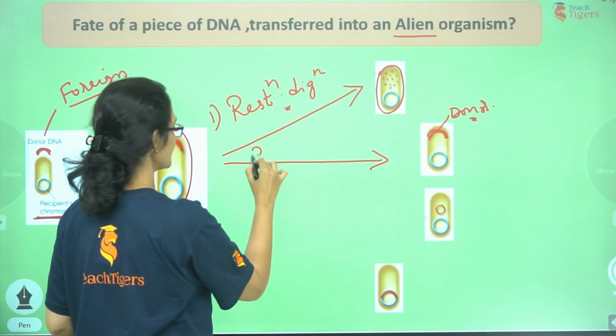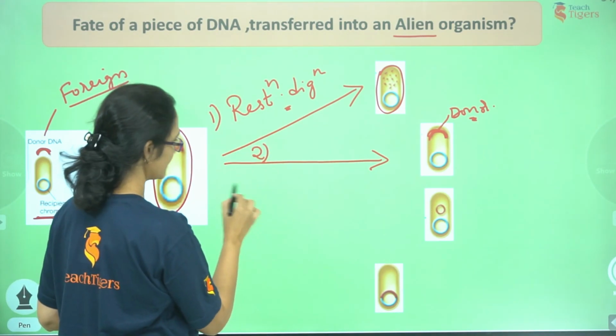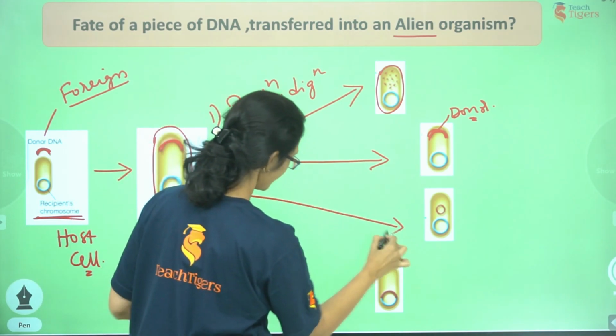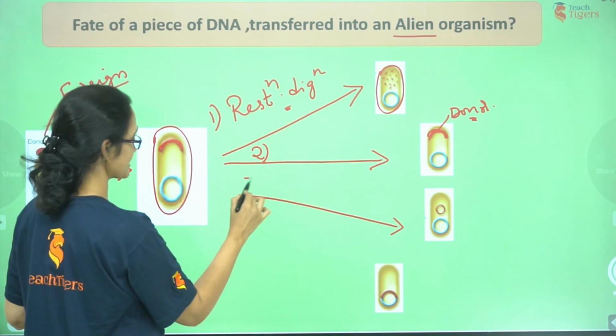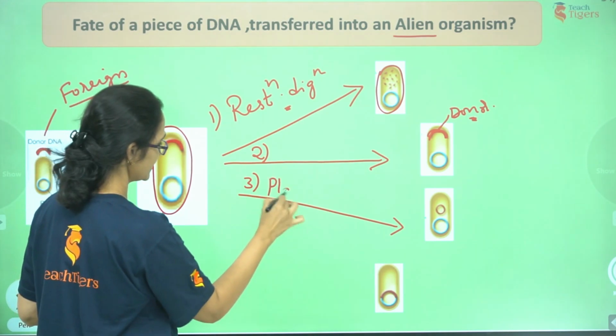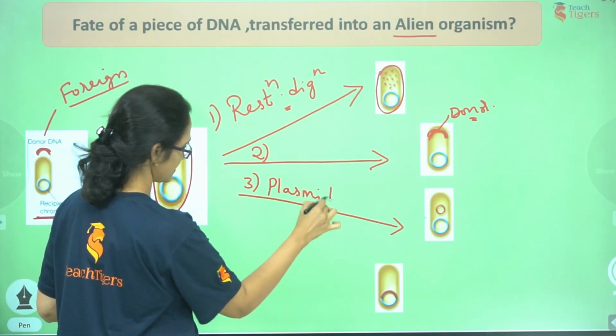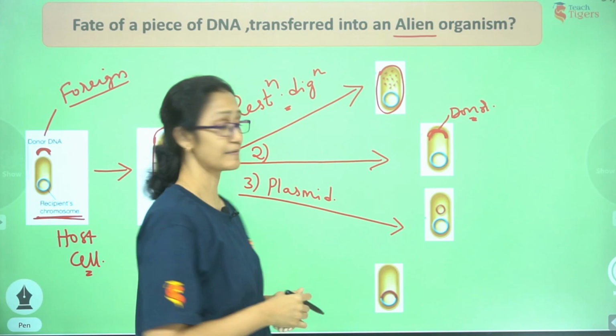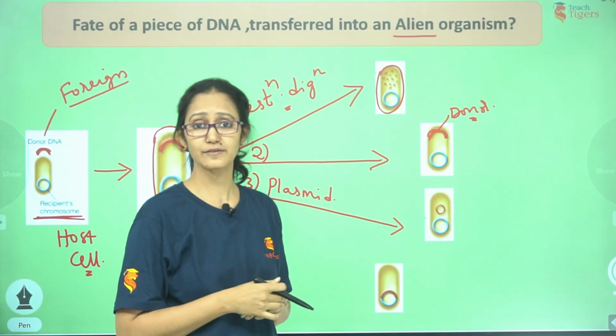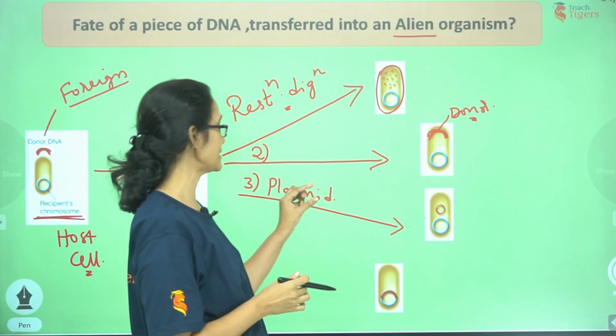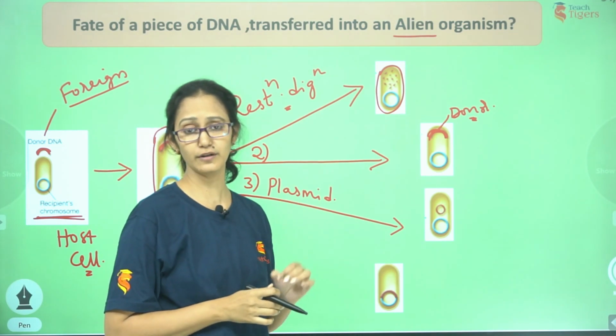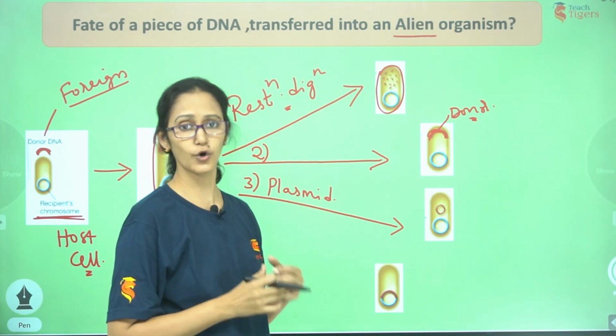This is the second case, and the third case is if the donor DNA is a plasmid. What is a plasmid? A plasmid is a self-replicating piece of DNA. A plasmid is a circular DNA molecule which can replicate on its own.